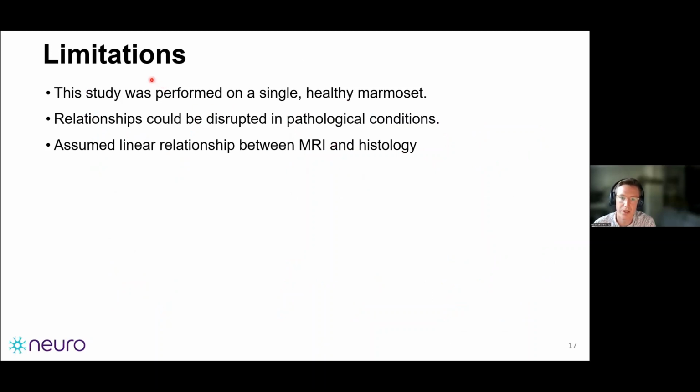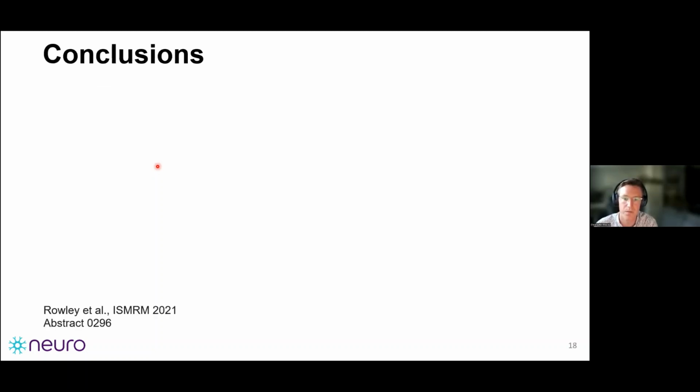So some limitations of this study: it was performed on a single healthy marmoset, and these relationships shown could be disrupted in pathological conditions. Additionally, we assumed a linear relationship between the MRI and histology, mainly due to the limited ROIs used. We're hoping that once we have the full data set together and we can either do voxel-wise analysis or include more ROIs, we can investigate some maybe non-linear relationships that could exist.